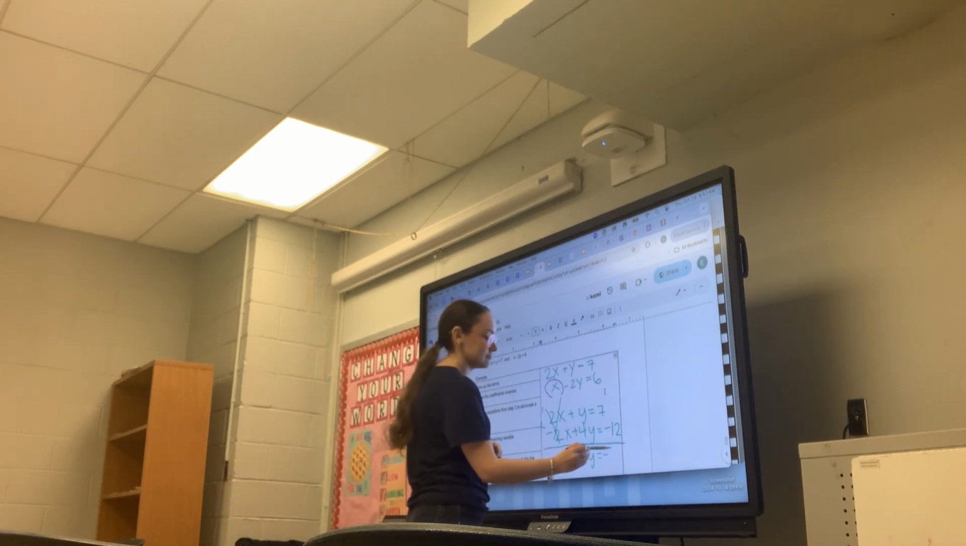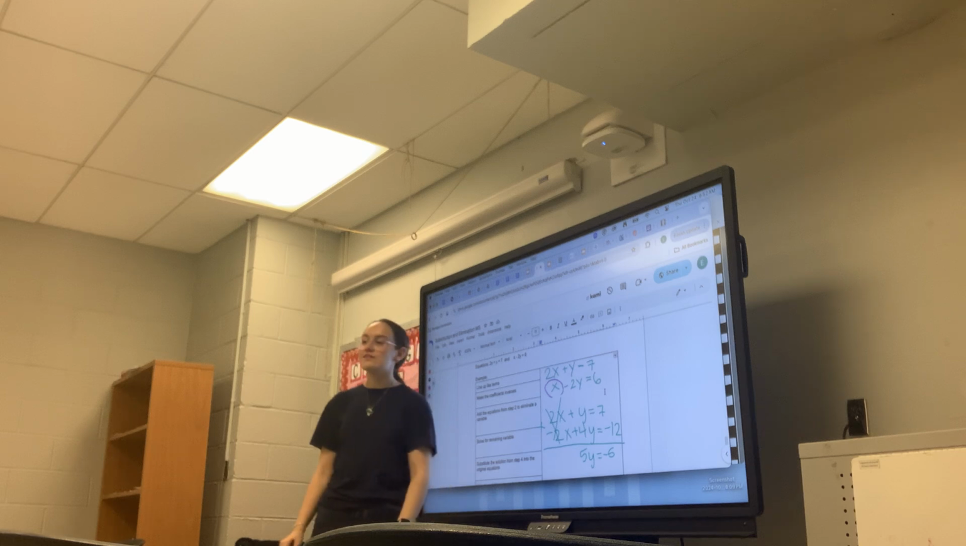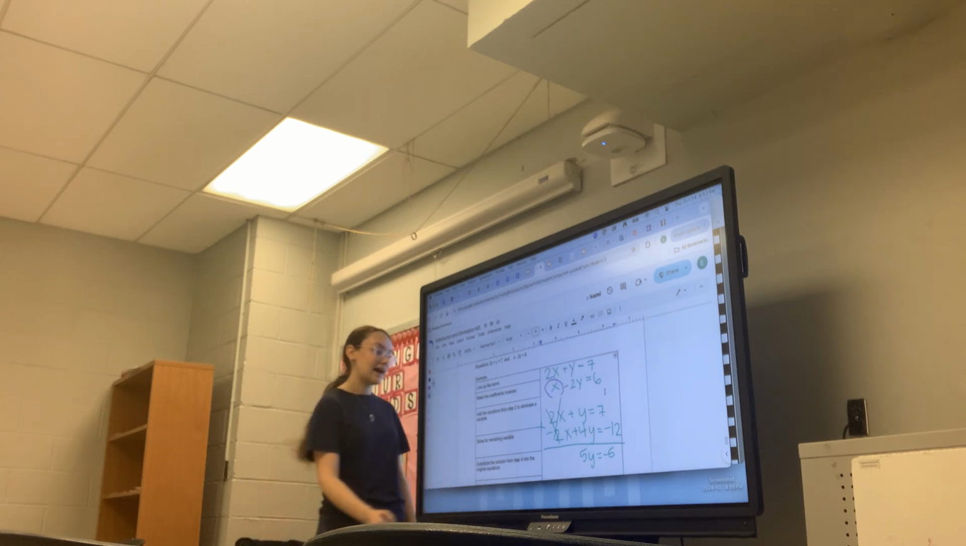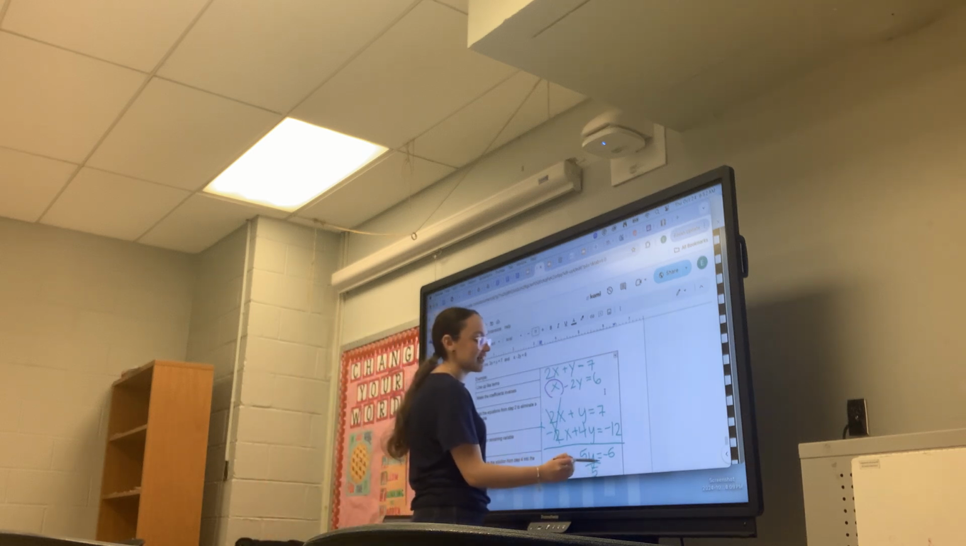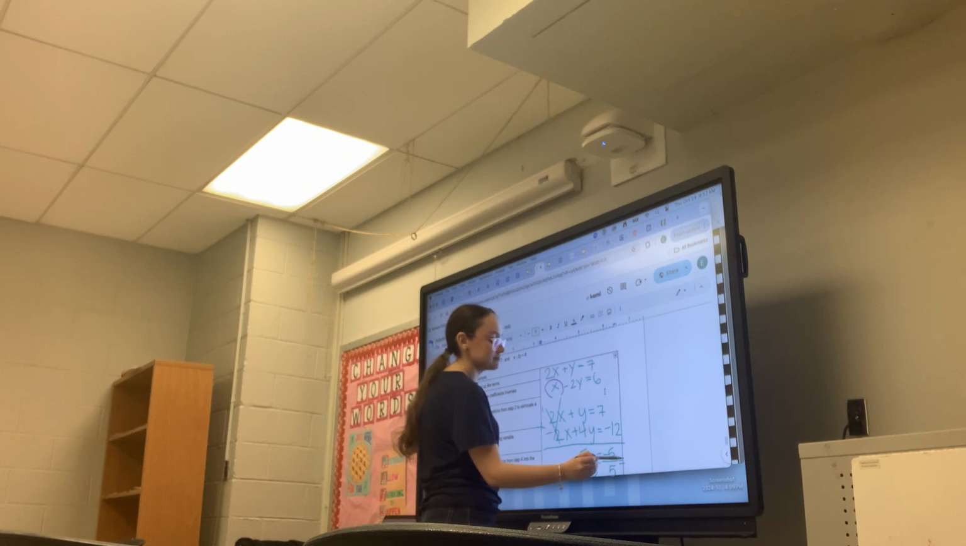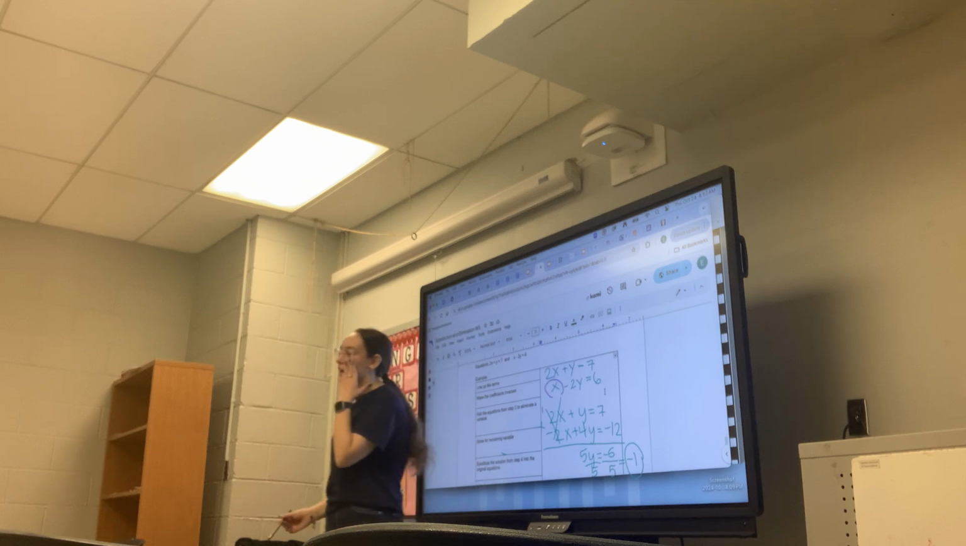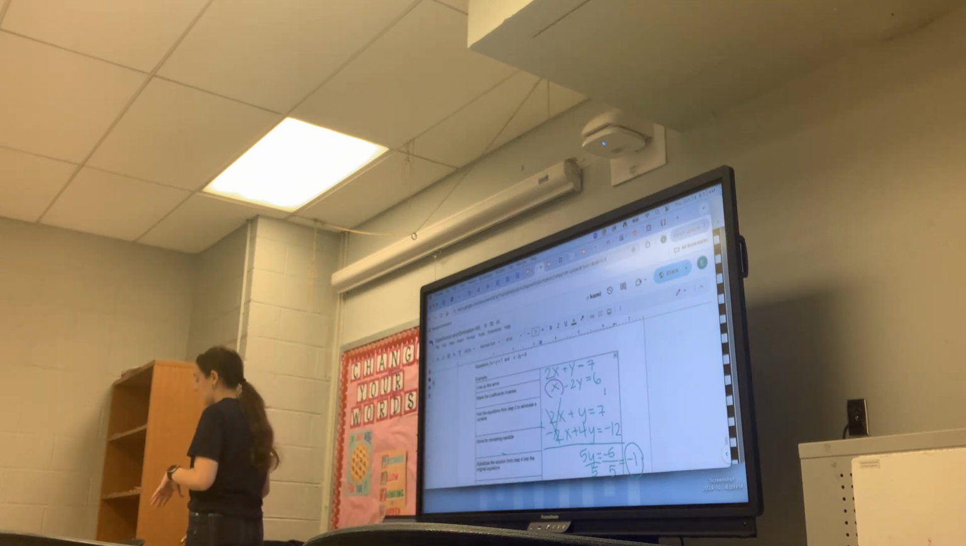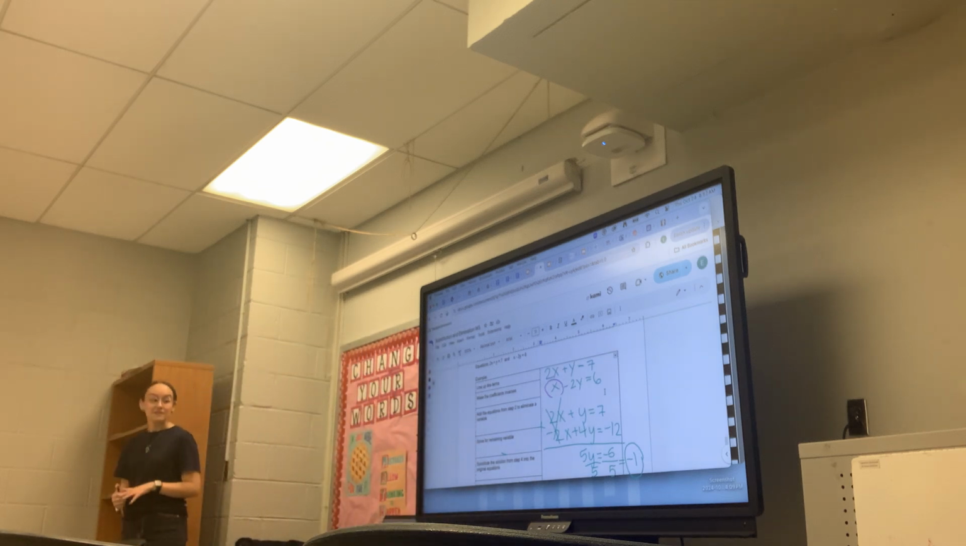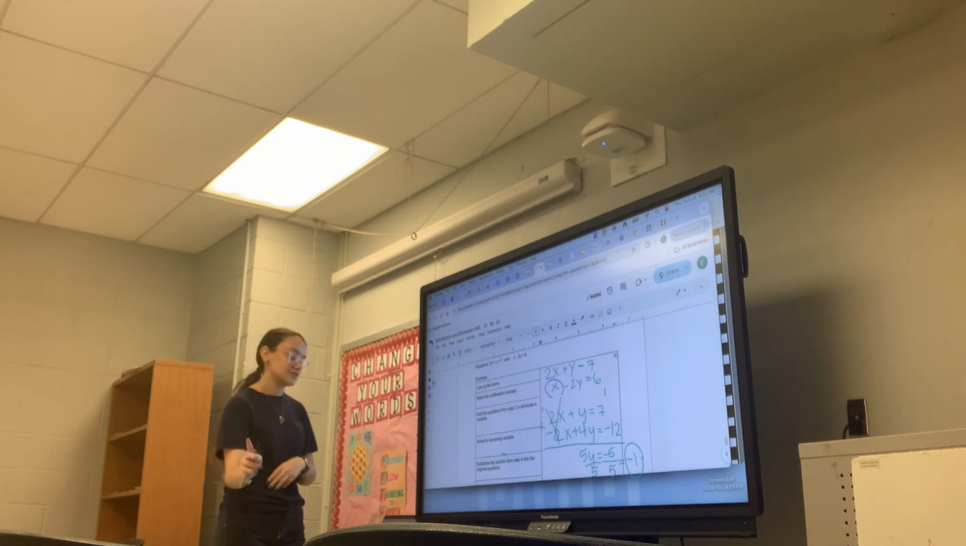Beautiful. Now how do I get rid of that 5 that's in front of the y? Divide by 5. What is negative 5 divided by 5? Positive or negative? Negative. Beautiful. So a negative divided by a positive is a negative. Wait, so positive divided by a negative is a positive? Also a negative. If there's different signs, it's negative. Same signs are positive. Good question.